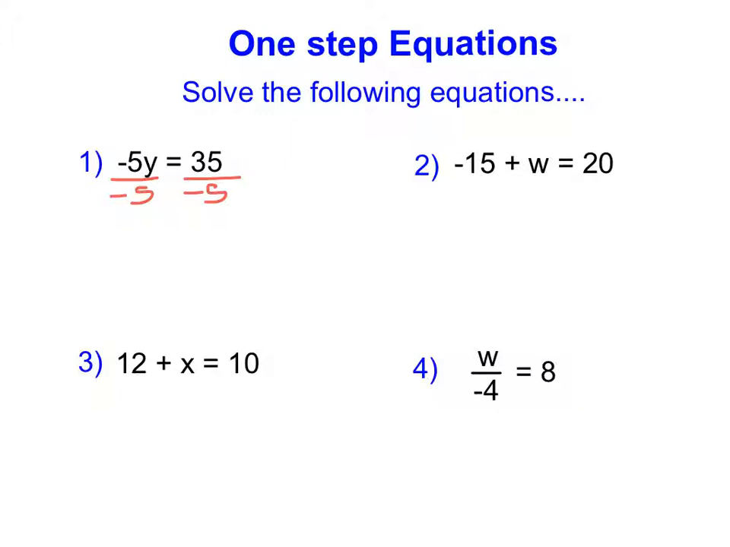Negative 5 over negative 5 leaves me with 1y. 35 divided by negative 5 leaves me with negative 7. So I know that my y value is equal to negative 7.